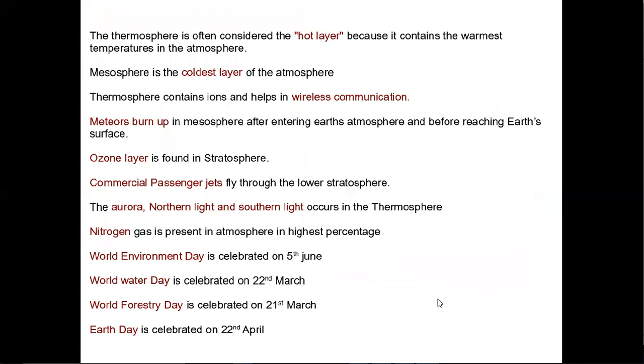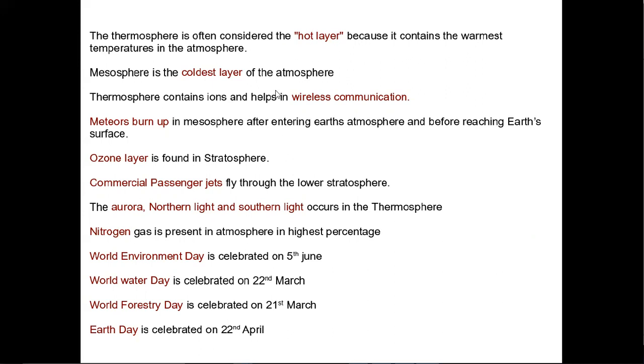Some important points are here which are beneficial for your competitive examinations. Yes, you have to remember it. It is very important for all of you, so try to remember it. The first one is the thermosphere is often considered the hot layer because it contains the warmest temperatures in the atmosphere. If anybody wants to write, then they can also write from here.